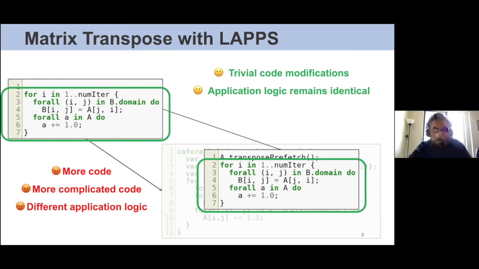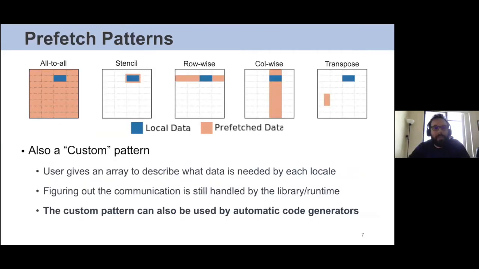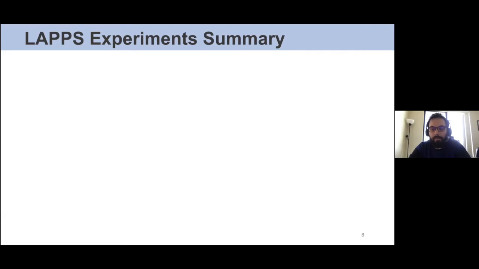Of course, transpose is a very simple example, and there are many other communication patterns in HPC. Here, we implemented 4 or 5 other different prefetch patterns. I show some of them here, but more importantly, we also implemented a custom prefetch pattern in which the user can give a lookup table, and the language system will still handle the data movement under the hood. Of course, it's much more difficult than just having a method call, but it still achieves the same separation of concerns, which will come in handy in a few slides.